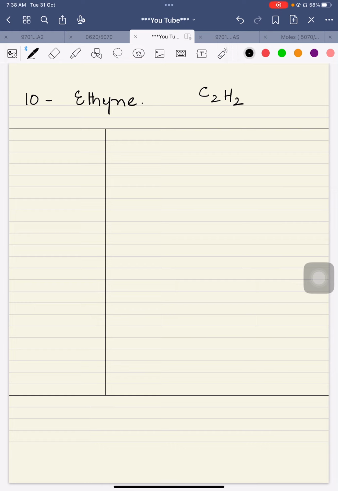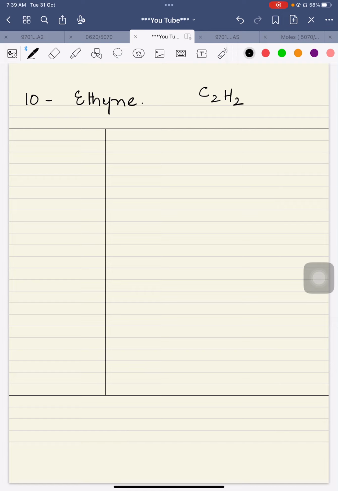Ethane, ethene, and ethyne are interconnected with each other, and how they are interconnected, we will discuss, inshallah. But right now, I am just telling you that ethane has a formula of C2H6. Ethene has a formula of C2H4, whereas ethyne has a formula of C2H2.